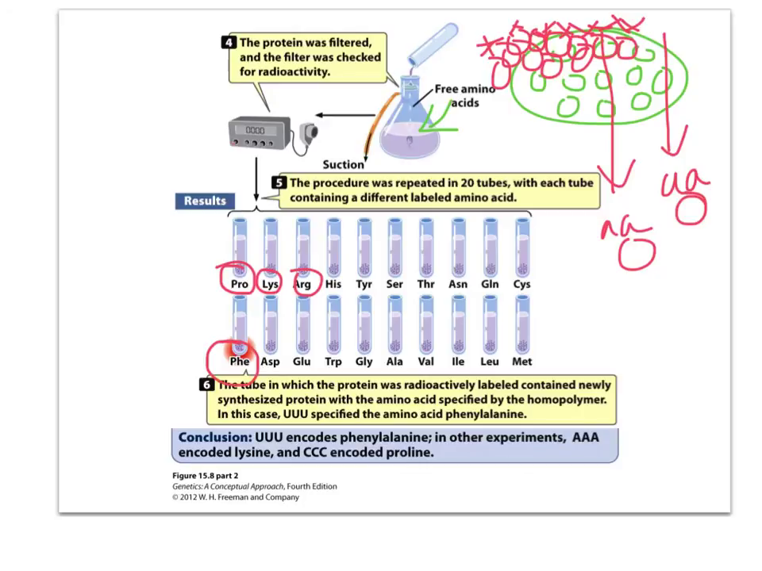Phenylalanine was the tube that lit up as being radioactive, that was stuck on the filter when they added the U, which means U codes for phenylalanine. And so they did this with all different types of homopolymers to see which one got stuck up on the filter. That's the one that it coded for, right? They had to do other experiments to look at all the other different codons, but this was one of the ways that they figured it out.